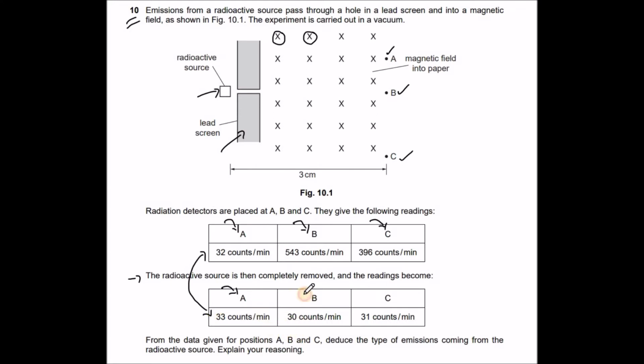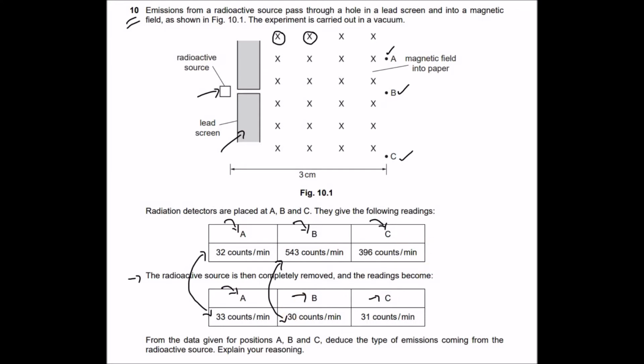Second one, this time the count is 30 counts per minute. If you compare with the first condition, it is very clear. After removing the radioactive source, the counts decrease from 543 to just 30 counts per minute.